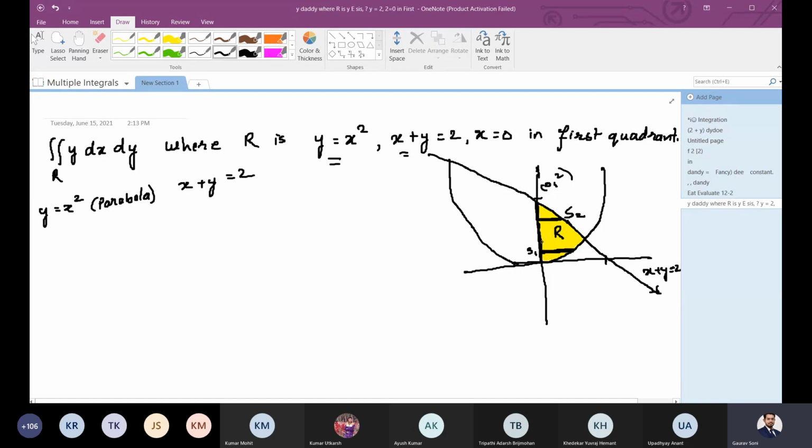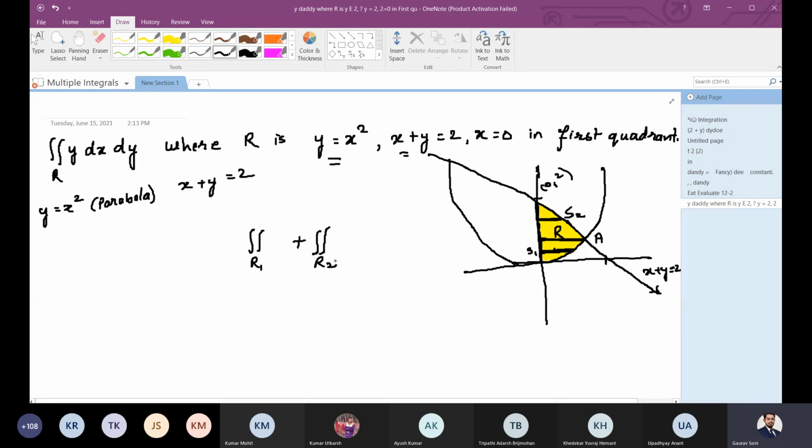Where does this change the limit? The limit changes at this position. After this point, if you are making a horizontal strip, you will move it vertically, and once it passes this point, I'll name it capital A, after that the limits change. So the below one I will have to call R1, the above one R2, and this integration will be divided into two parts, integration over R1 and integration over R2.